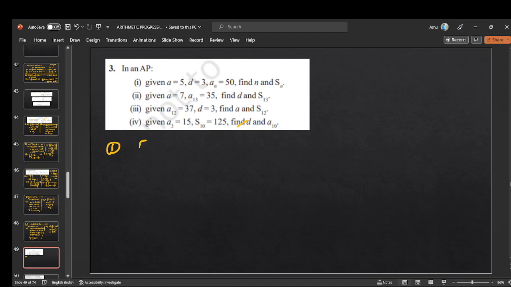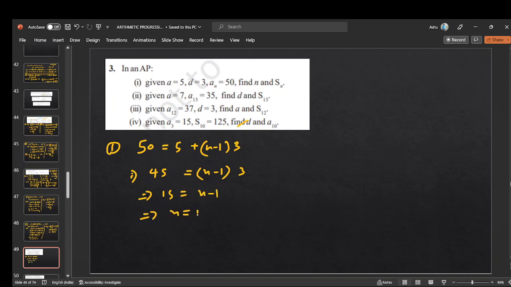Then we can write 50 equal to a, that means 5, plus n minus 1 into d. We don't have information about n, but we have information about d. Then it will be 50 minus 5 will be 45. Then it will be n minus 1 into 3. Then we can write 15 equal to n minus 1. We can write n equal to 16. That is the value of n.